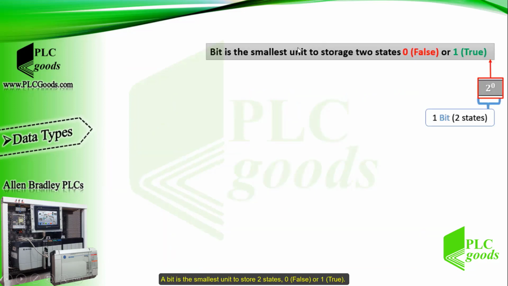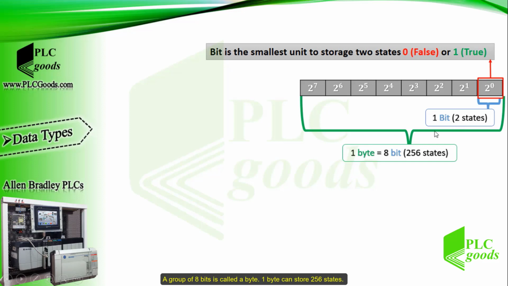A bit is the smallest unit to store two states, 0 or false, 1 or true. For example, a digital input has only two states, so a PLC needs 1 bit of its memory to store a digital input status. A PLC stores a 0 when an input is inactive and a 1 when an input is active. A group of 8 bits is called a byte. 1 byte can store 256 states.